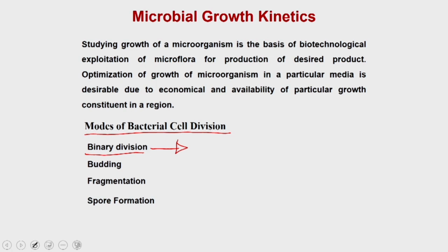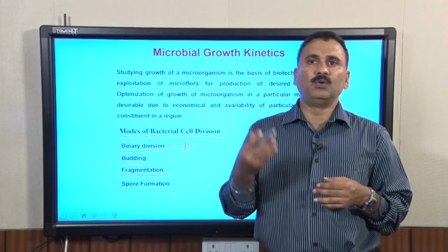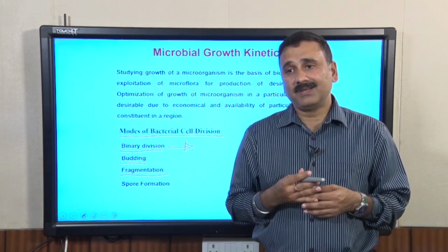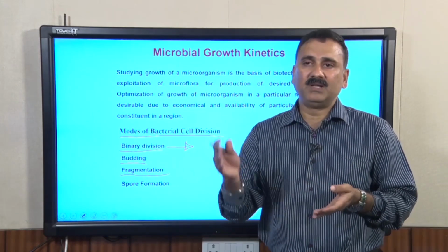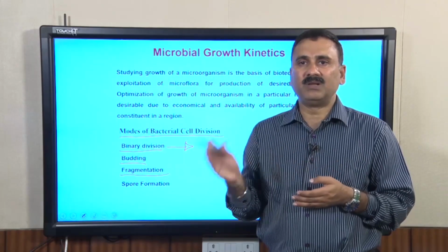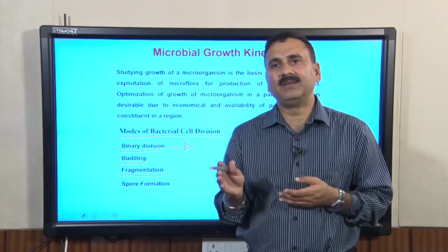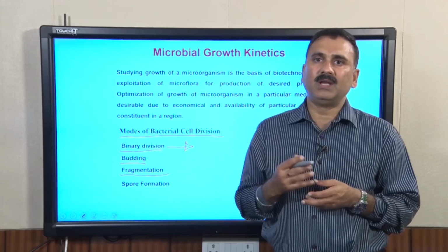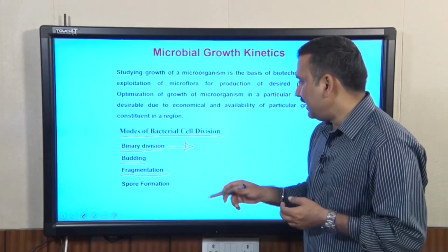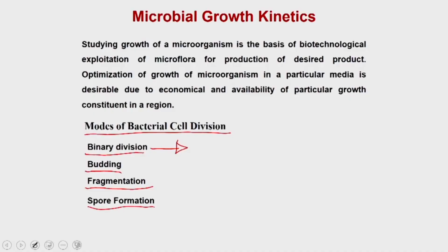And then you have budding, where a small part of the bacterial cell is going to be pinched off along with the genetic material, and that is how it is going to do the budding. Then there is fragmentation, which is for all those bacteria which are filamentous in nature. Their filamentous body gets broken down into multiple pieces, and all these pieces regrow, giving individual cells. And at the end you have spore formation.